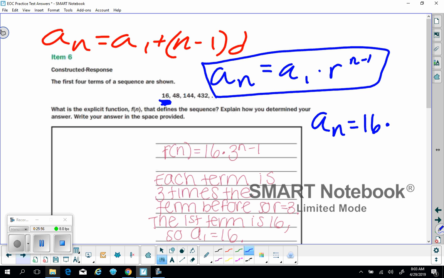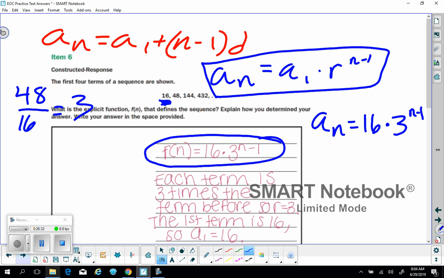You could guess and check. 3. And then multiply by 3. If we don't remember how to guess and check, you can always divide. So you would do 48 divided by 16, and that will tell you your R. So if you have 48 divided by 16, that gives you 3. Then you just leave your n minus 1. Look, that happens to be the same equation that Ms. K came up with. Yay, we did it right.